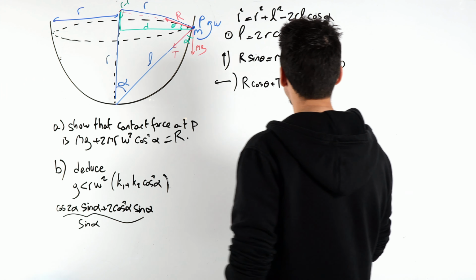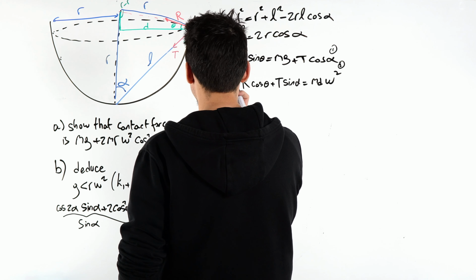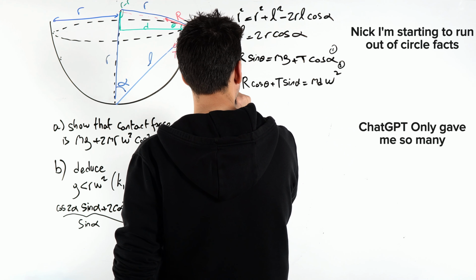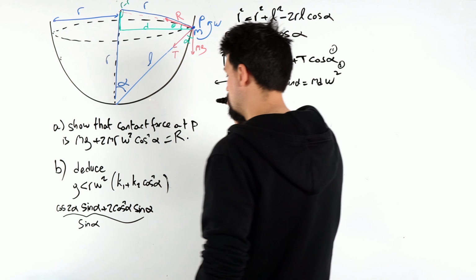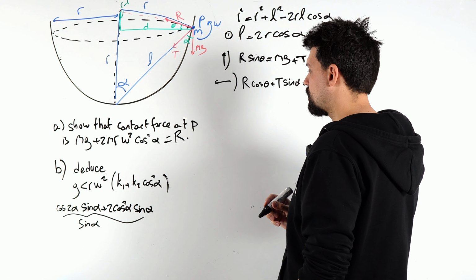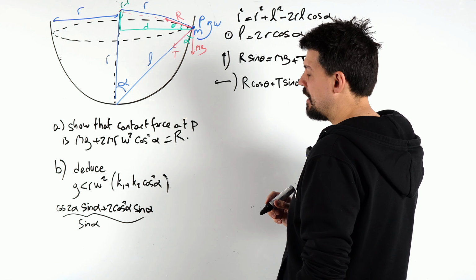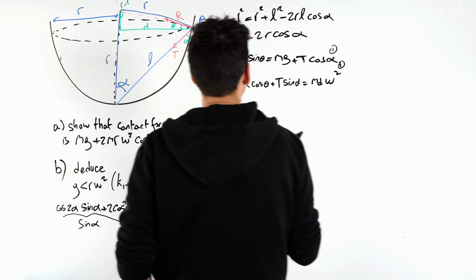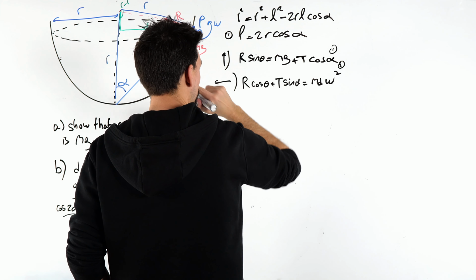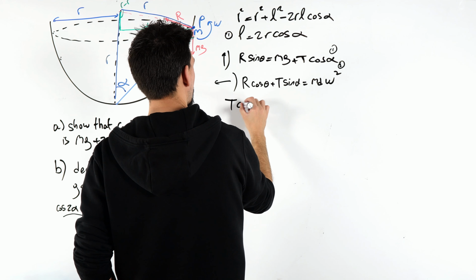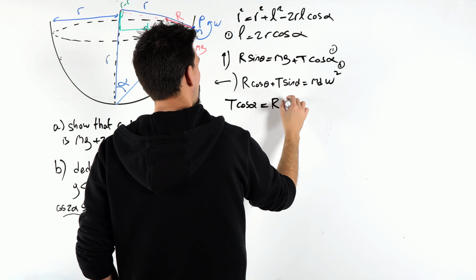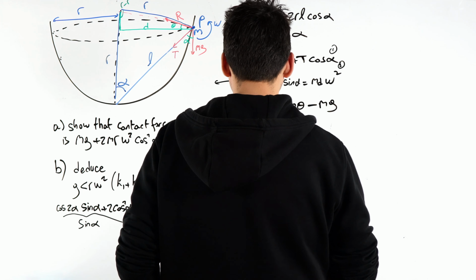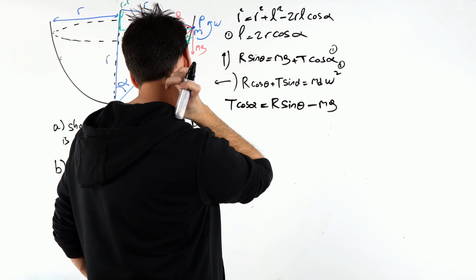So really what we want is we want T to be positive. Now, we've said R is all of that. Now we need R to be positive, and that's just going to happen because positive, positive, positive, not a problem for me. What I do need though is T to be positive. So T cos alpha is R sine theta minus mg. And I think where we're going to go with this is we're going to make that positive.